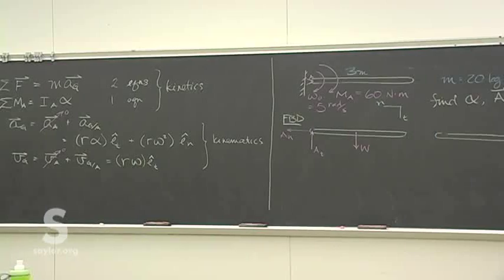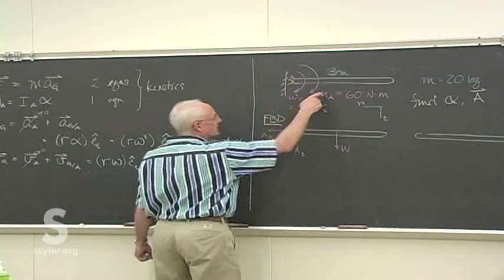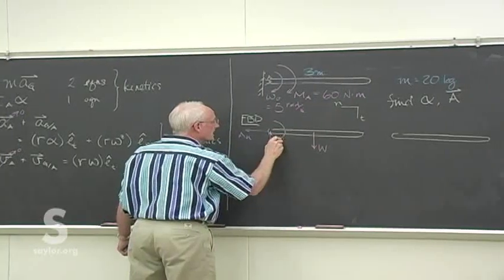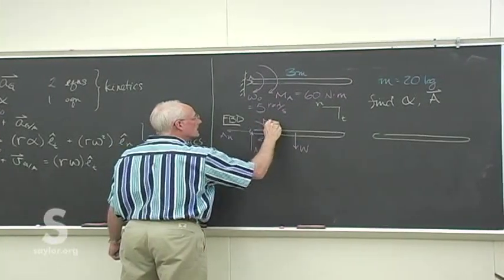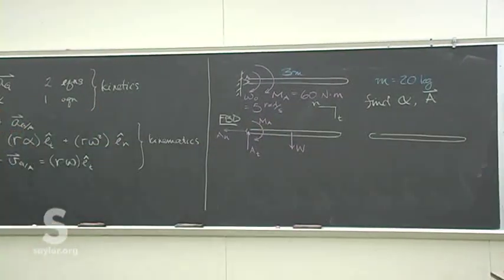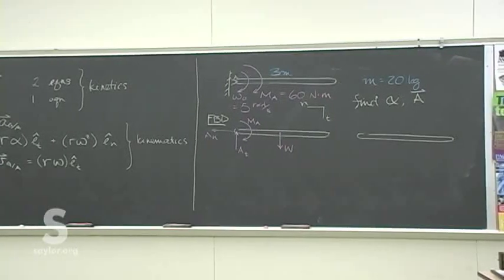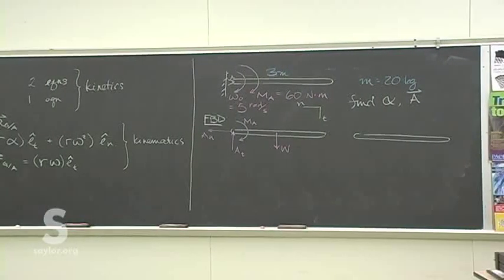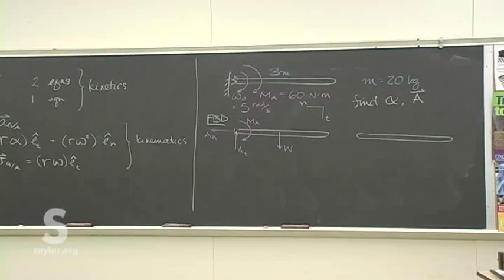Now on the free body diagram, we also have to draw any applied moments. So we have this applied moment MA as well. Anything that's affecting the kinematics of the object, any of the kinetics, goes on the free body diagram.